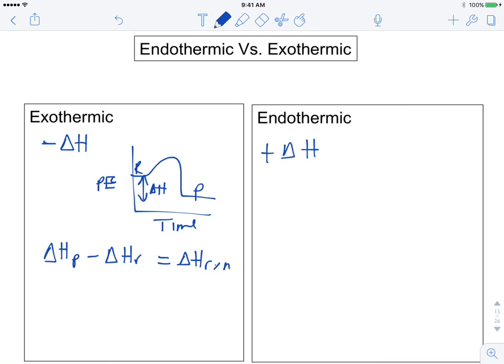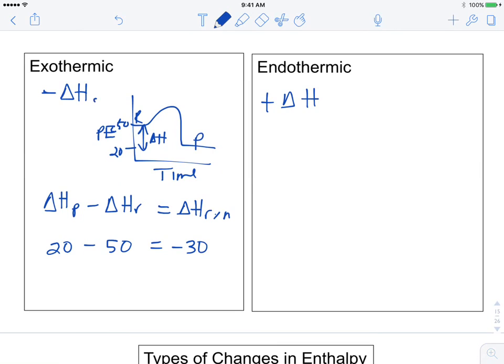In this case, if we were to assign numbers, let's say that this was 20 and this was 50, we would have 20 minus 50, and we would have a negative 30 value. And that would mean that we're releasing heat. This is always in the case of the system. Since we observe the law of conservation of energy, the change in heat of the system is going to be equal to the opposite change in heat of the surroundings.